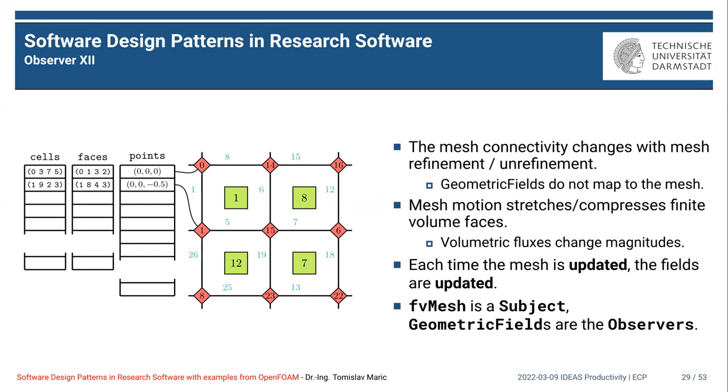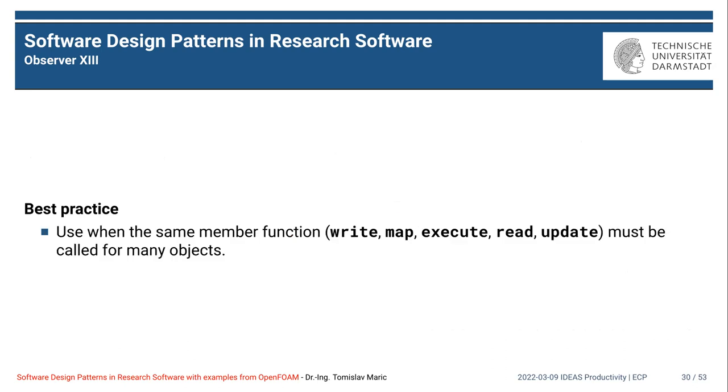So we will have more cells than we have pressure values. Also, if we stretch the mesh somehow, if we compress it or stretch it, then the face-centered volumetric fluxes will change their magnitudes. And again, observer subject: each time that the mesh is updated, the fields are updated. So the FvMesh is the subject and the geometric fields are the observers. Enough with the observer. So best practice here is to use this whenever there's the same member function, like write, map, execute, read, update, that needs to be called for many objects. Obviously it is quite powerful.